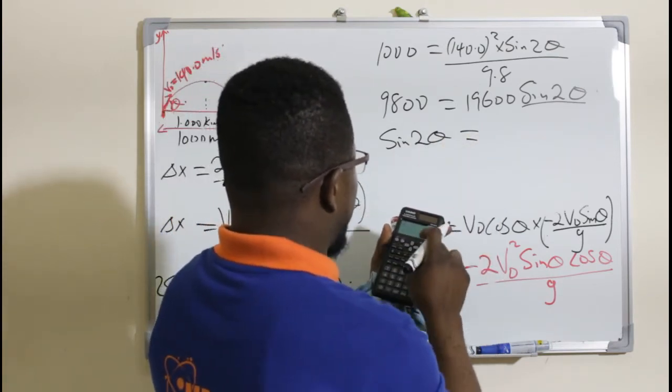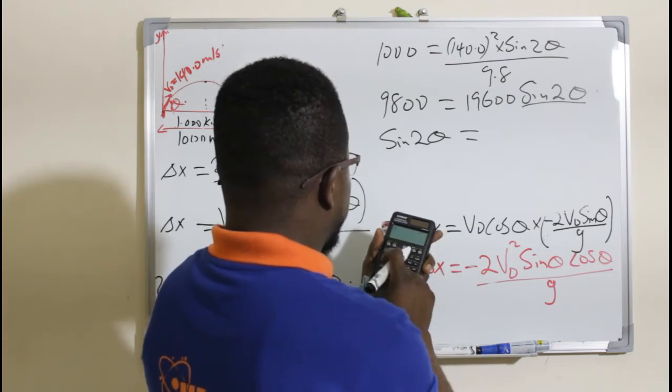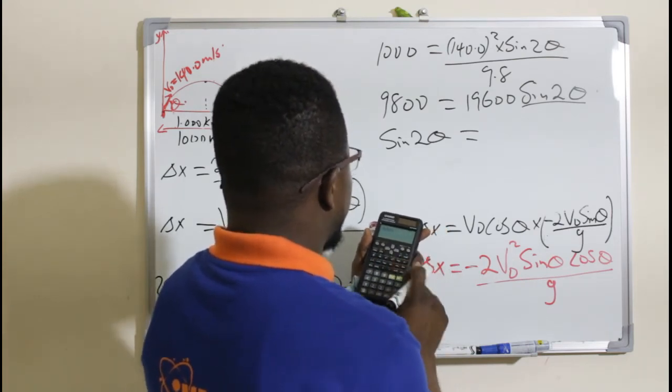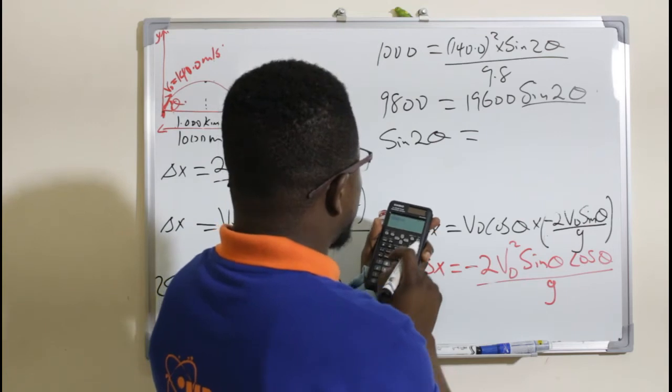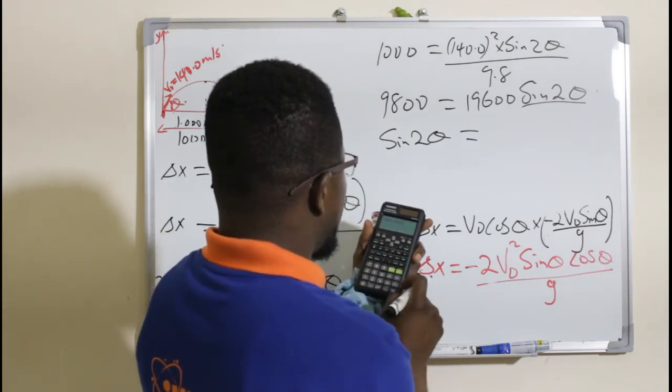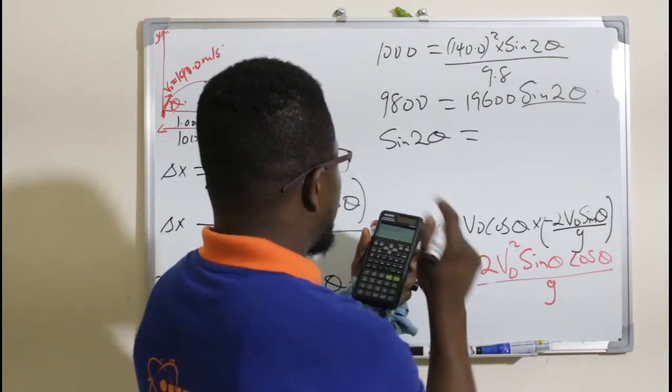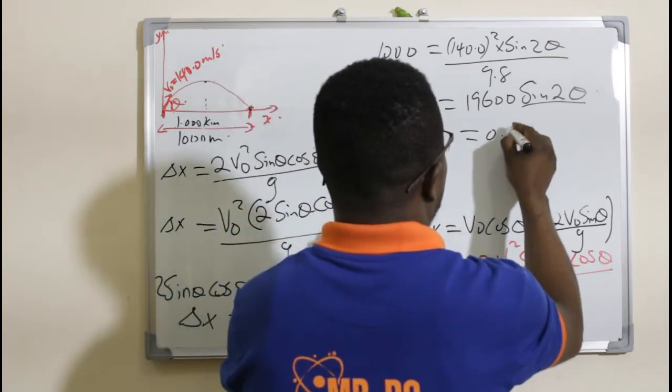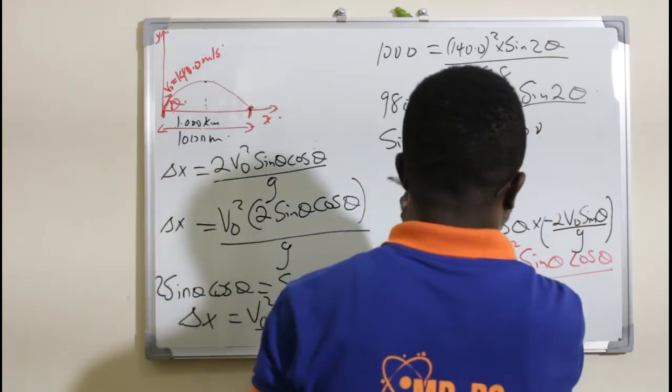1000, that is 9,800 divided by 19600. And what are you having? We are having 0.500. Alright, good.